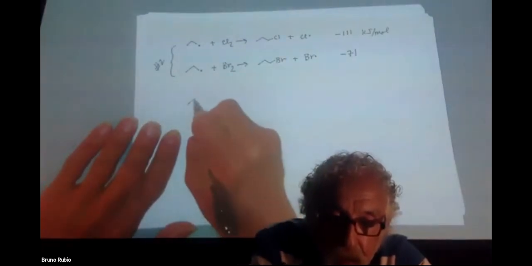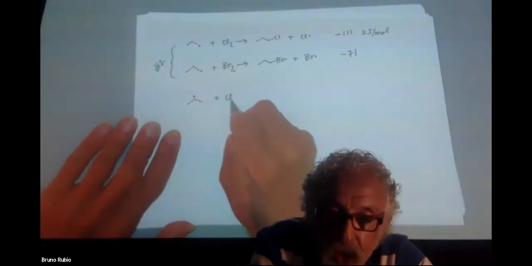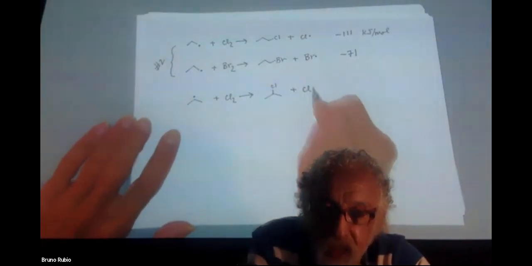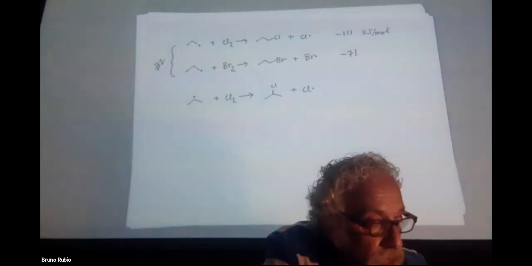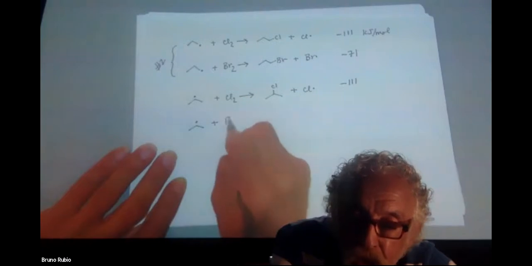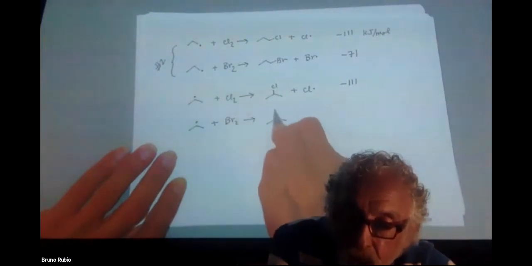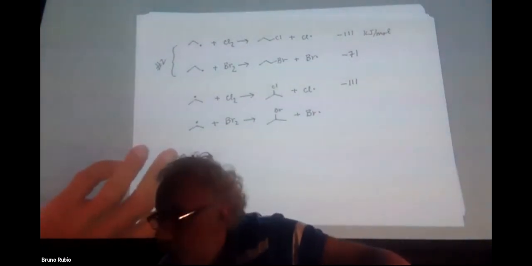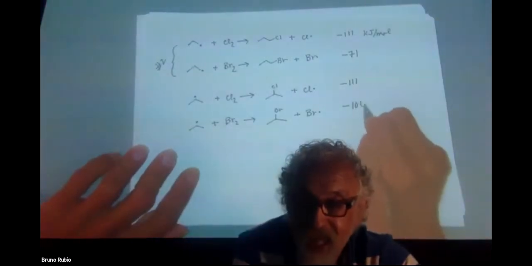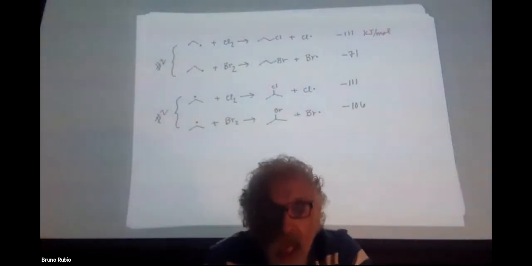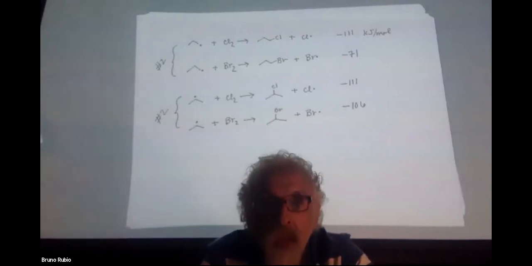And then we have propagation steps that lead to the 2-halo compound. So we did this one, and what did we get for that? Minus 111. Oh yeah, it was the same as the other one. And when we swap out Cl2 for Br2, we get the 2-bromopropane plus chain carrying Br dot. And this works out to minus 106. So that's propagation step number 2 for the second product. Okay, so let's just keep these numbers handy.